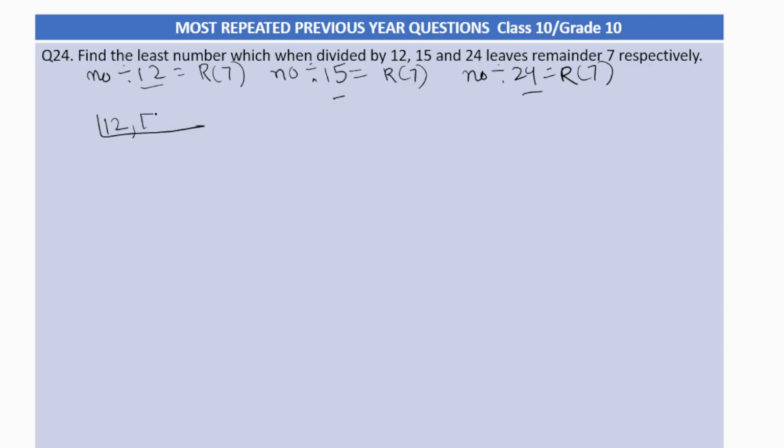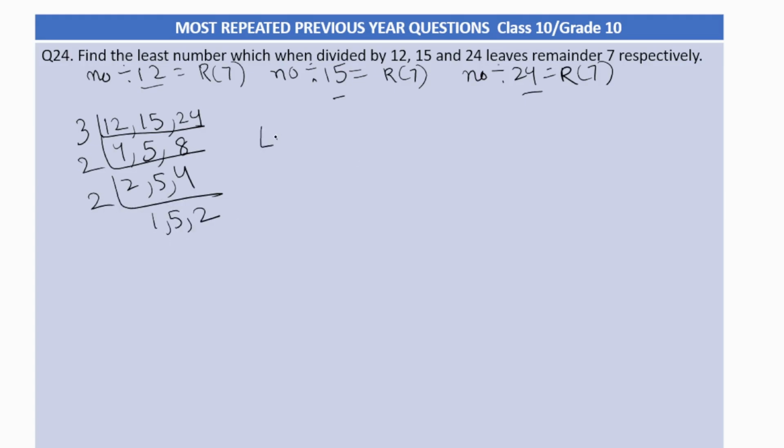12, 15, 24. 3 fours are 12, 3 fives are 15, 3 eights are 24, 2 twos are 4, 5 remains as it is, 2 fours are 8. Again 2 ones are 2, 5, 2. I think we have reached the end. Now we can write the LCM. LCM is 3 into 2 cube, because 2, 2, 2, three 2s are there, into 5. So 3 into 8 is 24. 24 into 5 will be 120. So the LCM of all these numbers is 120.